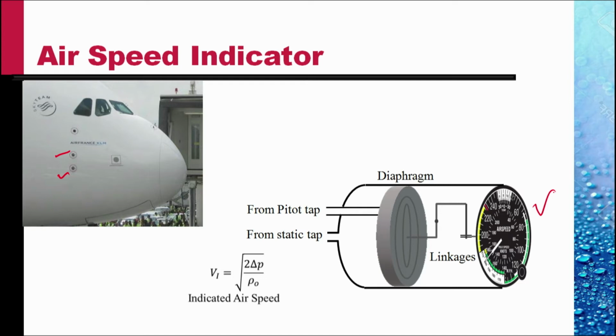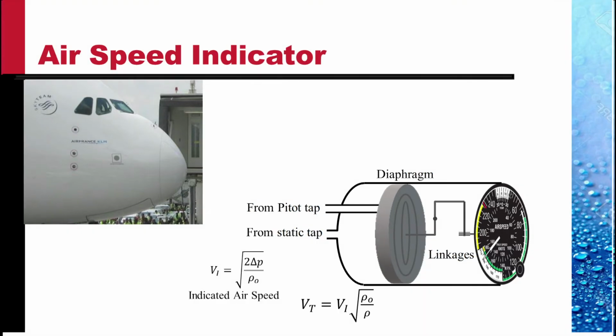And the speed measured in such a device is called the indicated airspeed rather than the airspeed. Indicated airspeed bears the relation with the true airspeed like this. When we fly at an altitude, the rho is less than rho naught, and so V true is more than the indicated airspeed. This gives you some idea of the airspeed, not the true speed.